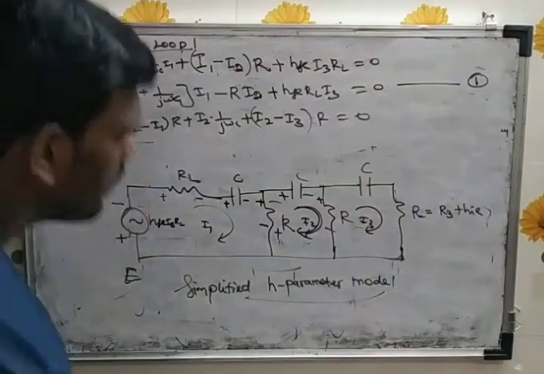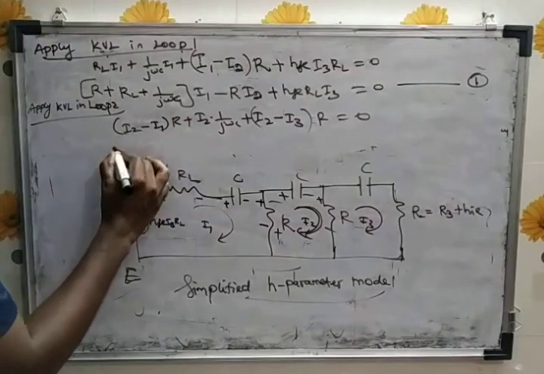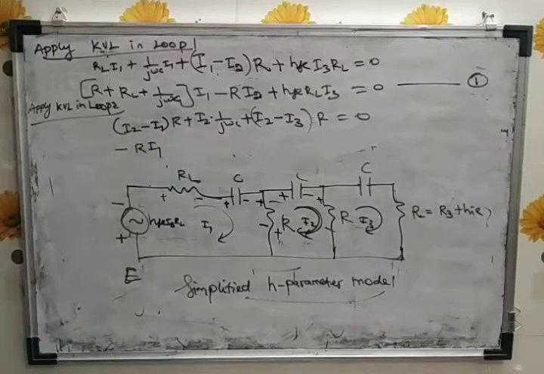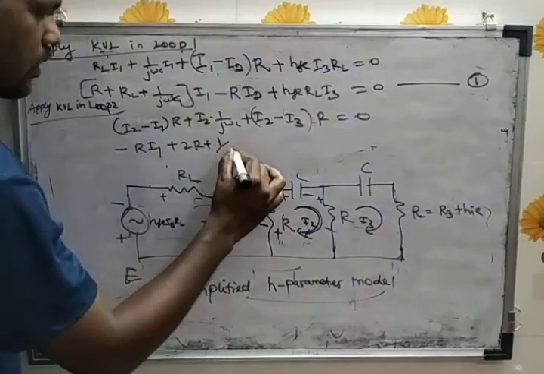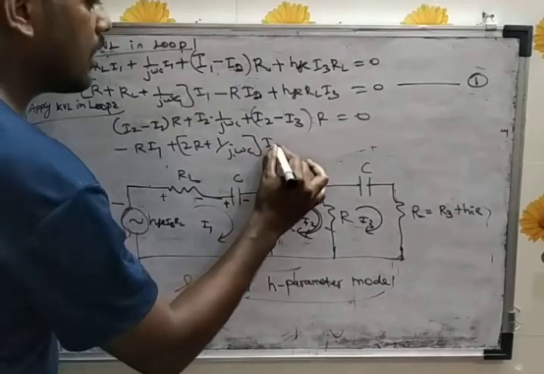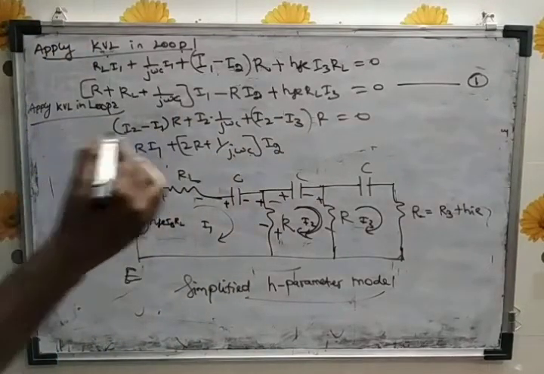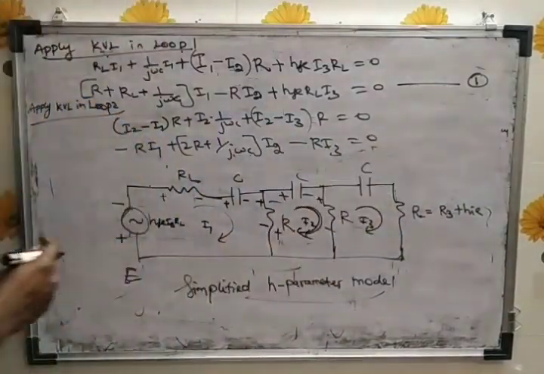By simplifying, you will get minus R I1 plus 2R plus 1 by j omega C into I2 minus R I3 is equal to 0.